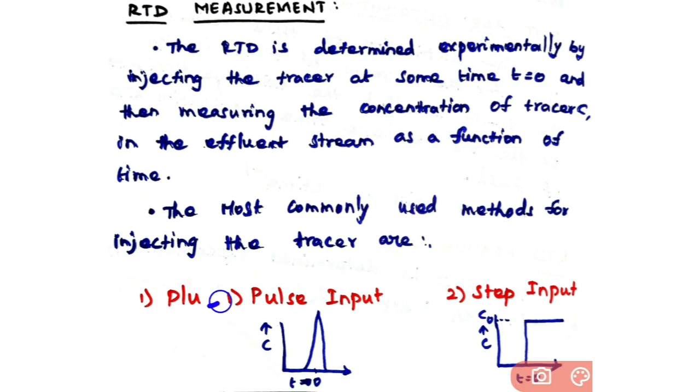In the pulse input method you inject your tracer in one shot, as quickly as possible, in a very short period of time. That is the pulse input method. Then you find out the concentration of your tracer in the effluent stream. In the step input method you inject your tracer at a maximum concentration level, then you continuously inject your tracer, and continuously measure the concentration of your tracer in the effluent stream.